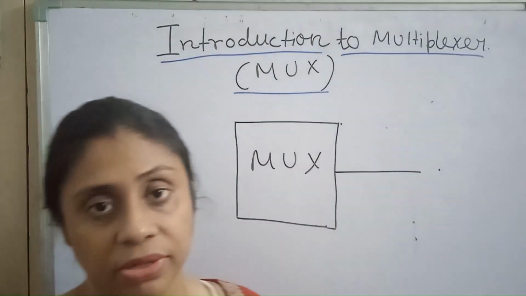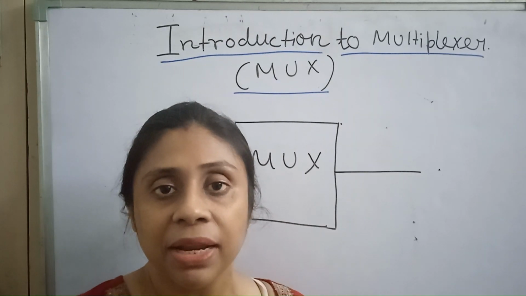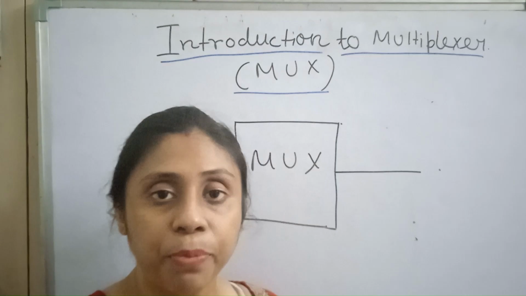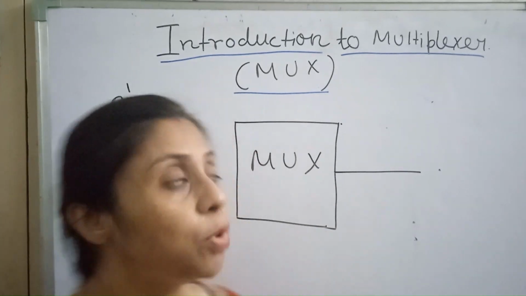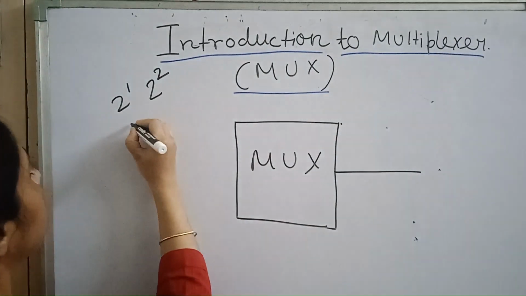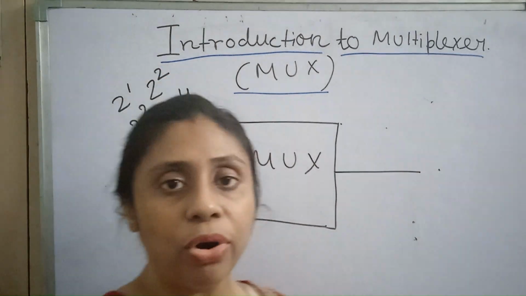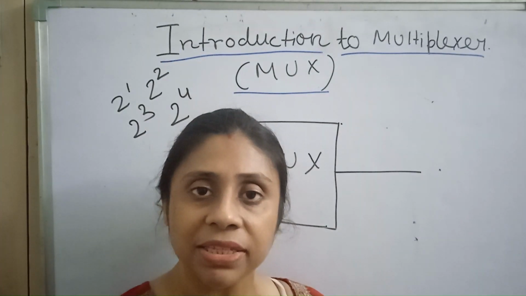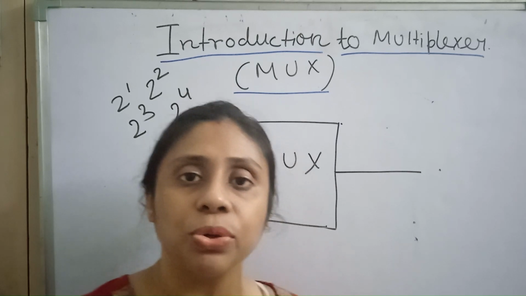Now how many inputs can a multiplexer have? The number of inputs of a multiplexer is a power of 2. That is, a multiplexer can have 2 inputs, 2 to the power of 1, 4 inputs, 2 to the power of 2, 8 inputs, 2 to the power of 3, or 16 inputs, 2 to the power of 4, like that. So accordingly, a multiplexer can be a 2:1 multiplexer, 4:1 multiplexer, 8:1 multiplexer or 16:1 multiplexer.